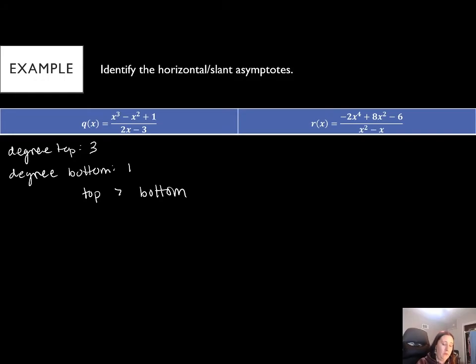So we have to do long division on this problem. That's why we had to learn how to do that. And this is the part that takes a while. I have to take the top, and since I don't have an x term, I have to add in a 0 there. And then I'm dividing it by 2x minus 3.